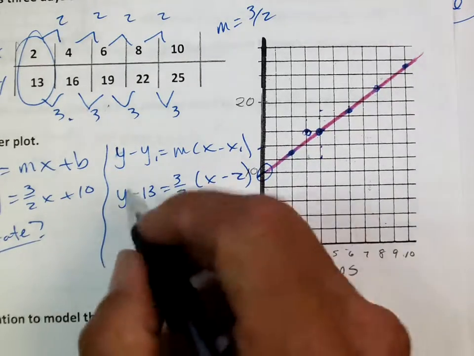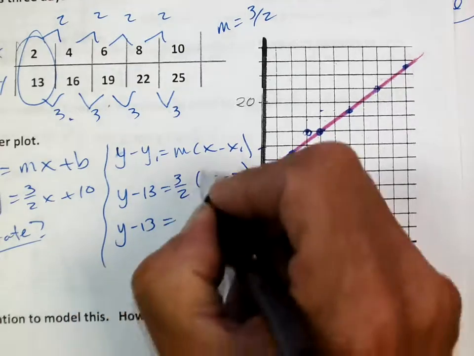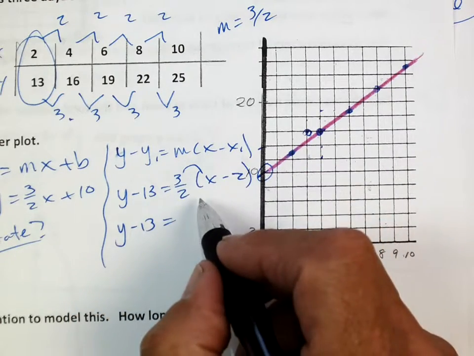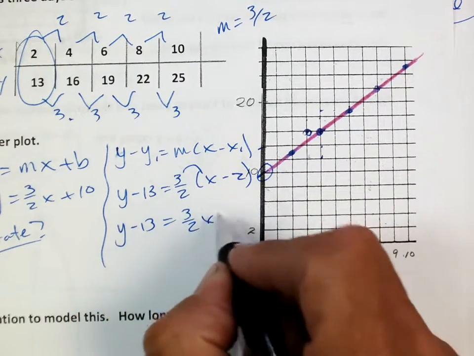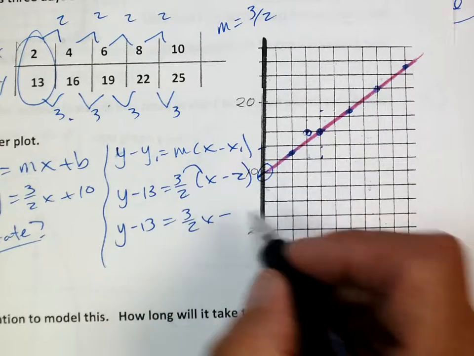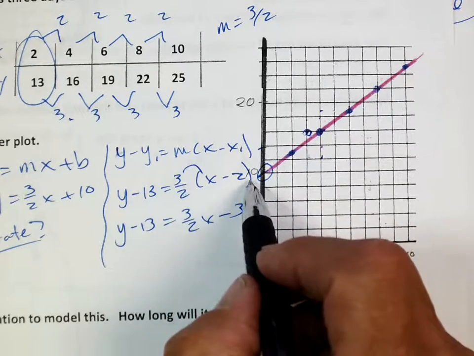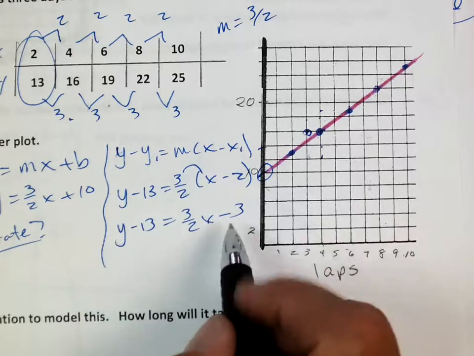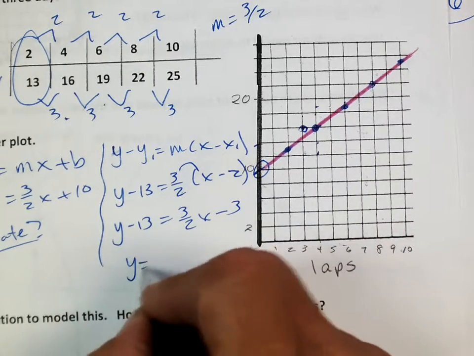Okay, and if I simplify this, y minus 13 equals, I'm going to distribute, and I'll get 3/2 x minus 3, because 3/2 times 2 is 3. And if I add my 13, I do get 10. So it is accurate.